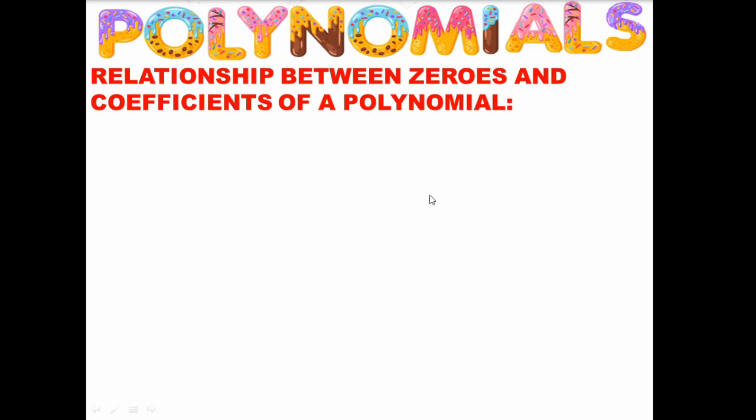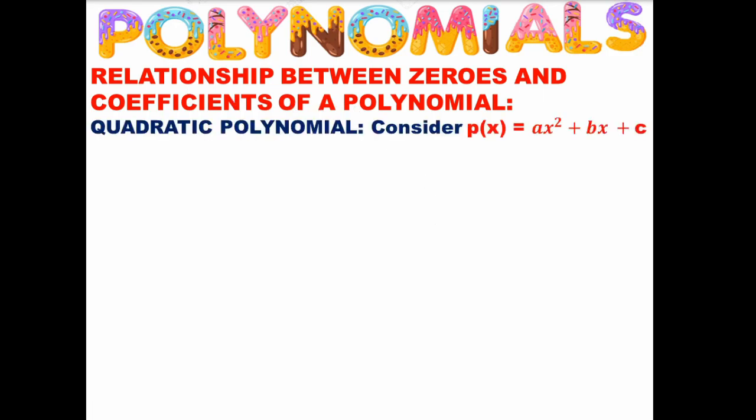Okay, now we'll see the relationship between zeros and coefficients of a polynomial. This is the next important section of this unit. Okay, now consider the quadratic polynomial p of x equal ax square plus bx plus c, and we know that it has two zeros, so let them be alpha and beta.